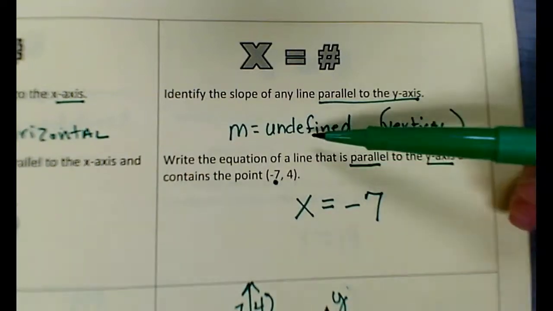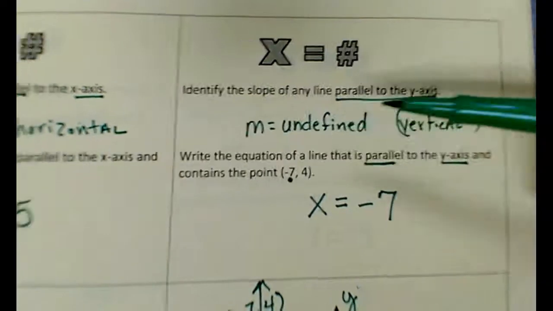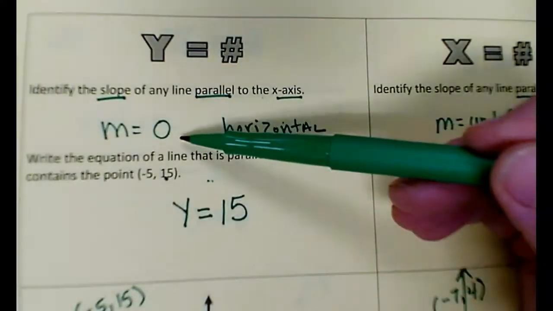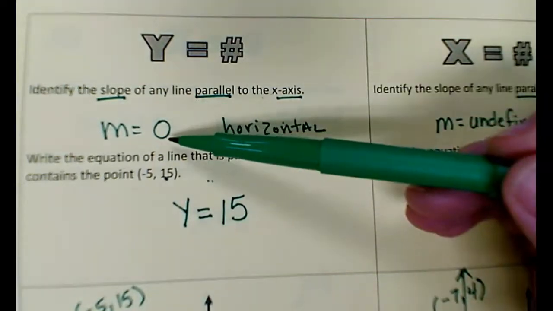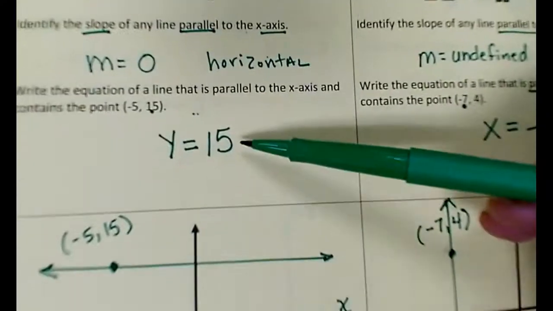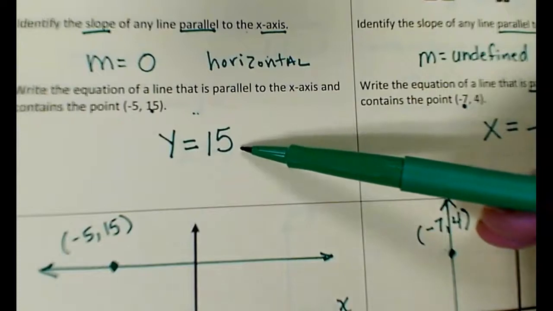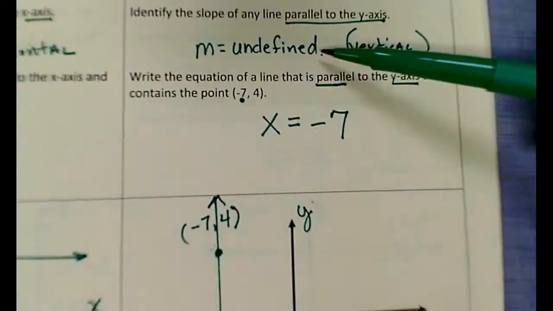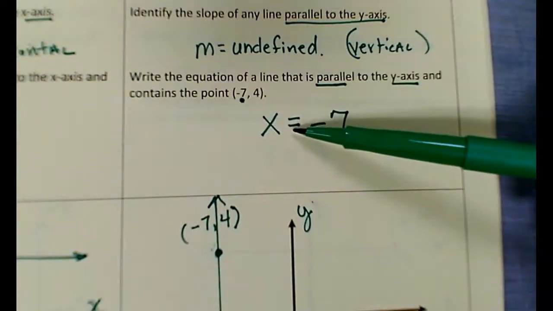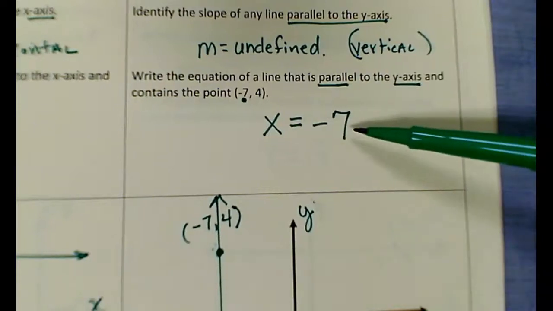Vertical lines have an undefined slope, and horizontal lines have a slope of 0. If it has a slope of 0, it's going to cross the y-axis at the y point. If it has a slope that's undefined, it's going to cross the x-axis at a point.